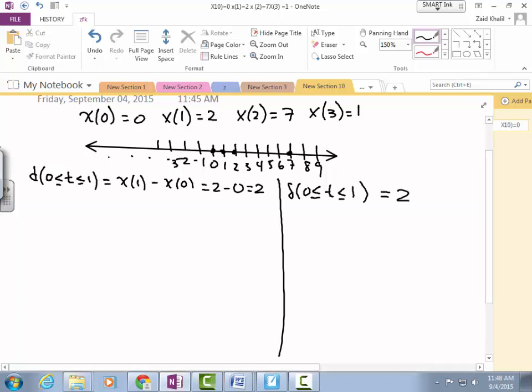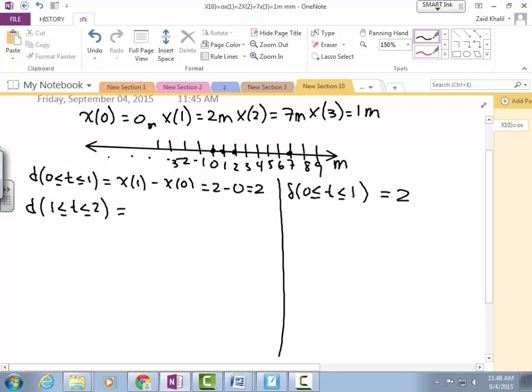Nothing hard. And of course, I'll give it units. These are meters. I'm not a stickler when it comes to units or significant figures. We do real things here. We do serious things. So anyhow, there's the displacement, there's the distance. So now let's do the displacement from 1 to 2.